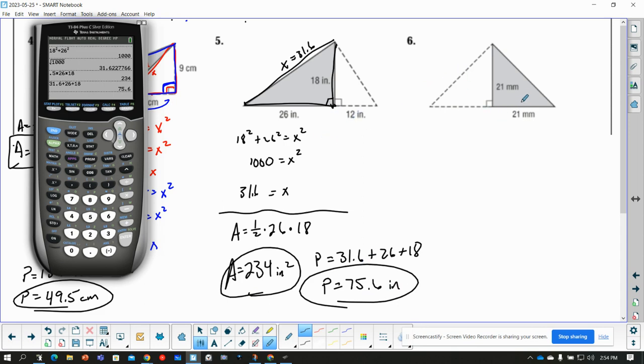Two questions left. This one here. And one more time, I'm going to do it again. 21 squared plus 21 squared equals this missing side squared. So 21 squared plus 21 squared. Oop, I typed it in wrong. 21 squared plus 21 squared is 882. Square root of 882.